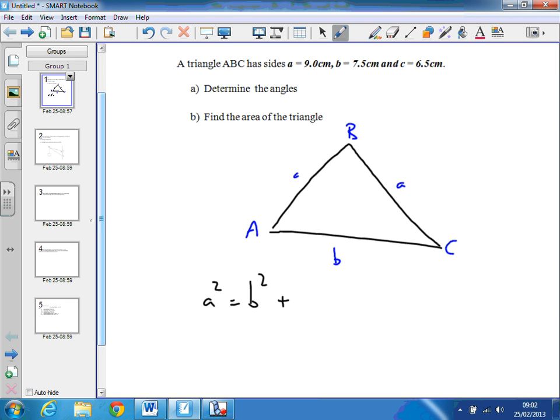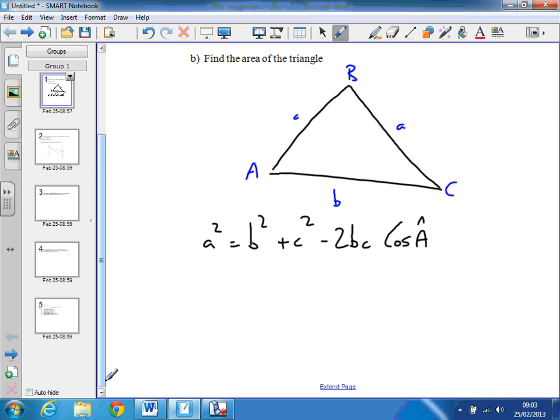A squared equals B squared plus C squared minus 2BC cos A. Yes. Anybody know what that's called? Cosine rule, because it's got the cosine in it. What's the other one that might be useful?